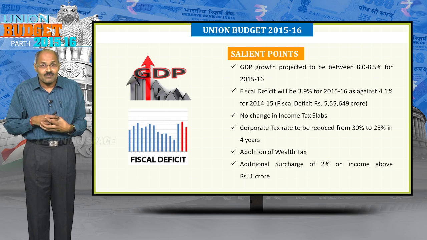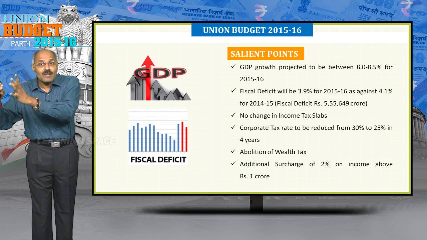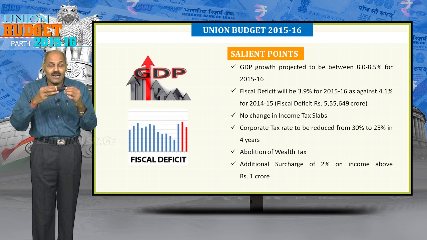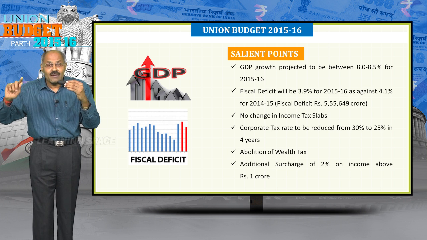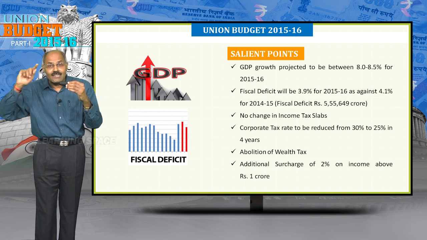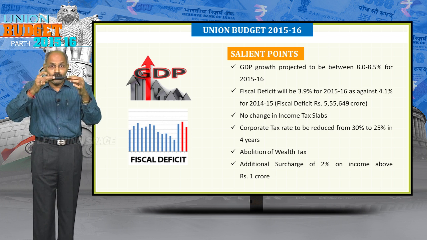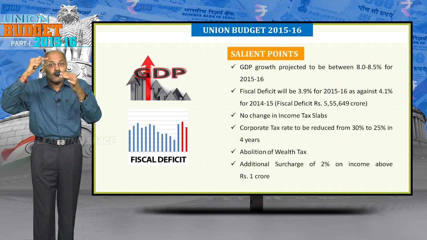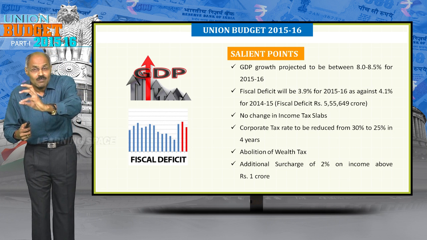First and foremost thing is GDP growth projected to be between 8 to 8.5% during the next year. GDP growth: if I am producing 100 crores worth of goods and services this year, I should produce 108 crores next year, which makes 8% GDP growth. If you are not familiar with goods and services, please listen to the lecture on economic survey. So next year the GDP growth will be 8 to 8.5%.